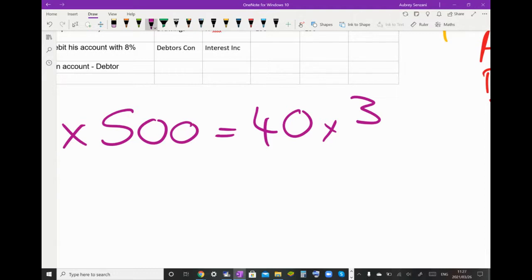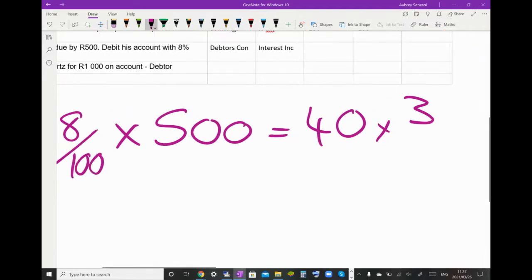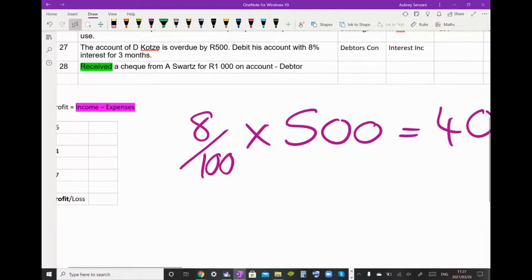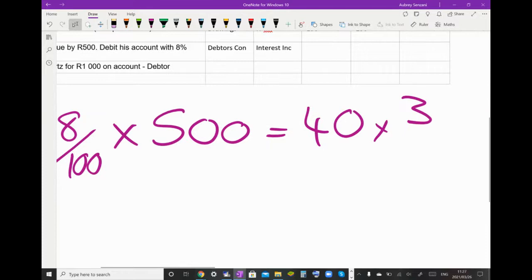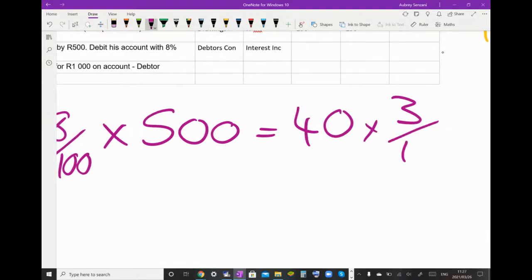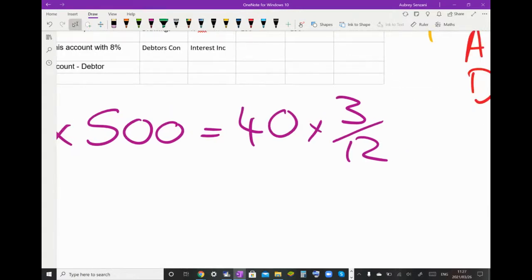If they said this was the interest per month, we'd leave it at that. We do it exactly as they say. But they didn't say whether this is the monthly interest or not. If they don't say, you can assume that it's an annual interest. So this 3 needs to be 3 months, apportioned over 12. Thank you so much for that. So then we say 40 times 3 over 12.